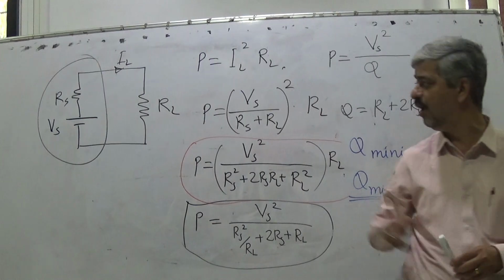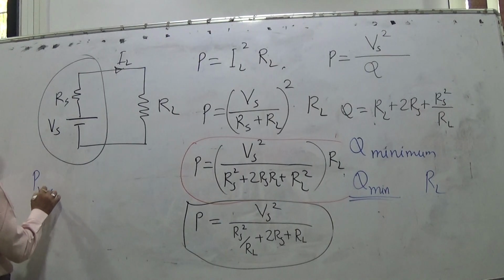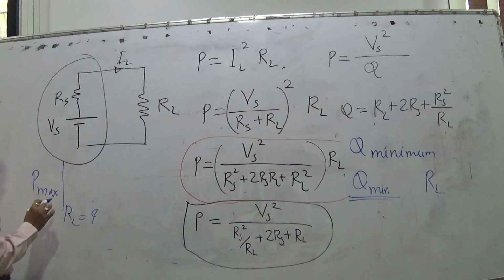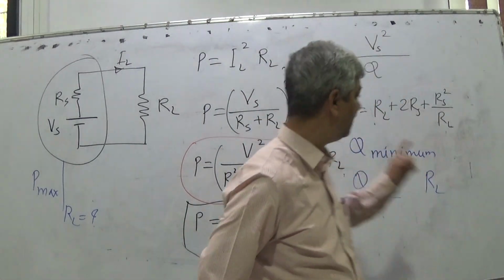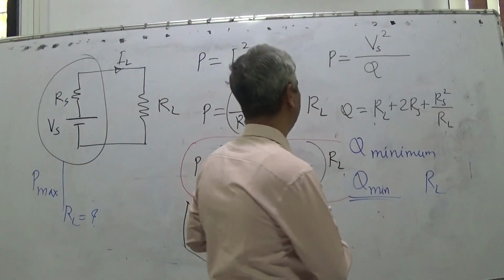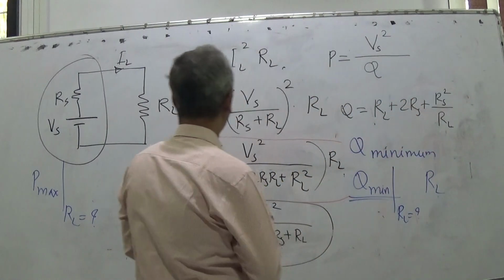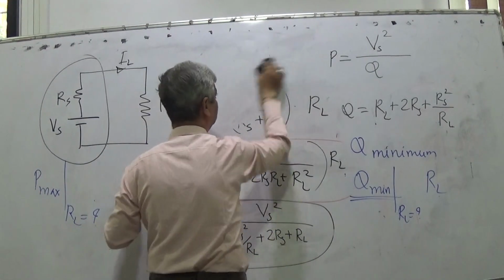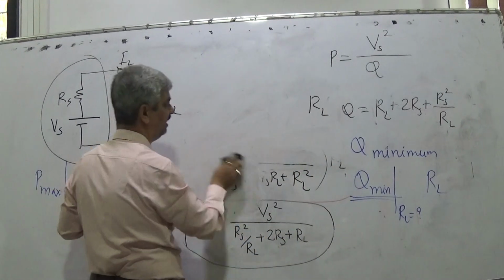We have to find P max. Our expression is this. We have to find at what value of RL P max will occur. For that purpose I have rearranged, and P is equal to Vs square upon Q. So at what value of RL will Q min occur? Those who still want to find it can pause and continue with their expertise in calculus, which they must have attained in standard 12th. They can find the answer.